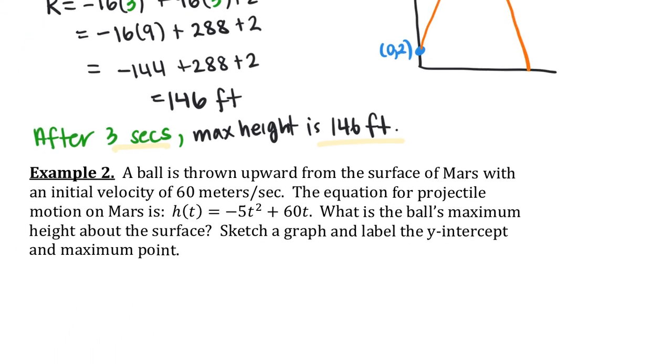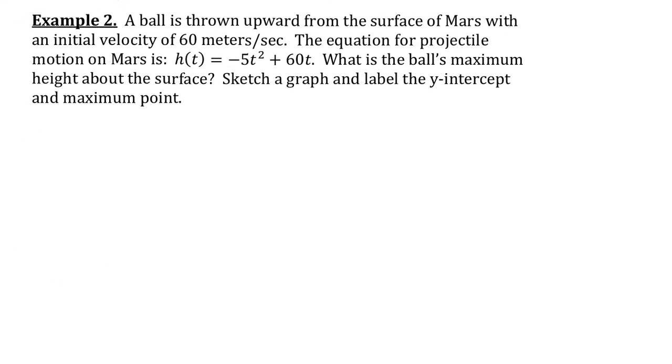Okay, now that you've seen all the steps, let's try one more together, and you can try some more in practice. Okay, a ball is thrown upward from the surface of Mars with an initial velocity of 60 meters per second. The equation for projectile motion on Mars is h of t equals negative 5t squared plus 60t. What is the ball's maximum height above the surface? Sketch a graph and label the y-intercept and maximum point.